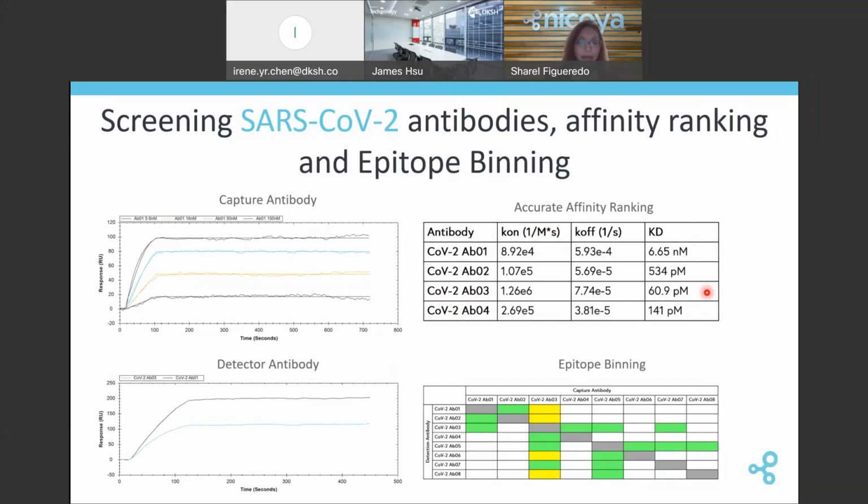We have then affinity ranked them as such, and then carried out epitope binning experiments, which include testing pairs of antibodies against an antigen to identify if they recognize the same epitope or different epitopes, and then they are binned based on this interaction. This binning experiment provides information that is important in understanding the mechanism of action or even the cell signaling pathway that these antibodies could affect.